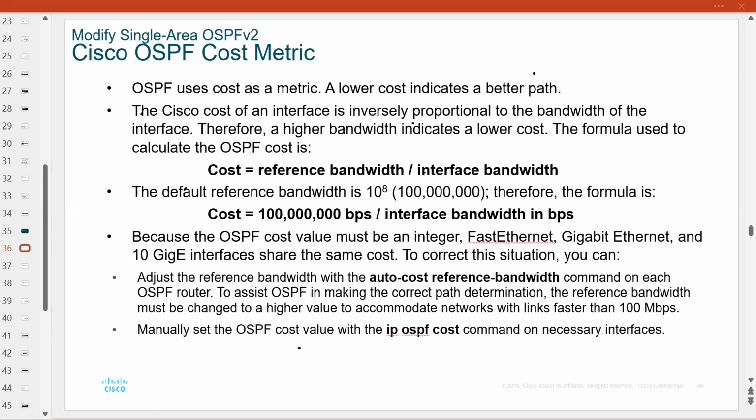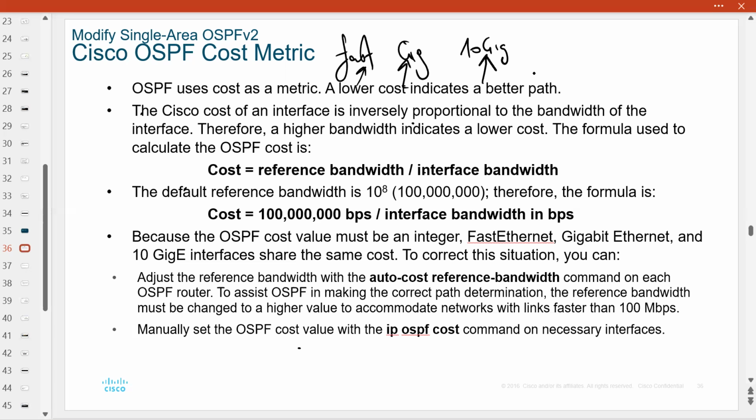The Cisco cost of an interface is inversely proportional to the bandwidth of the interface. So the higher the bandwidth of the interface, the lower the cost. If we have a Fast Ethernet interface, a Gigabit Ethernet interface, and a 10 Gigabit Ethernet interface, the 10 Gigabit interface will automatically have a lower cost because it has a speed of 10 gigabits per second. Here we have 1 gigabit per second. Here we have 100 megabits per second max. Some might have 10 megabits, but let's use 100 megabits per second.